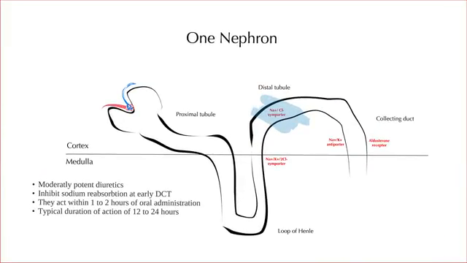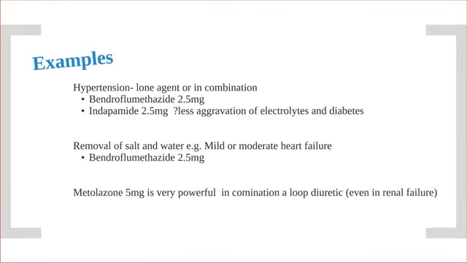Okay, so once again we see our schematic of the nephron, and what we've done is shaded the area where the drug is acting. With this class of drug, what we're getting is inhibition of sodium reabsorption at the early distal convoluted tubule. These drugs tend to act within 1 to 2 hours of oral administration and have a typical duration of action of between half a day and a day. If one were to place them on the spectrum of potency of diuretics, these would probably come in at the moderate level. They would.